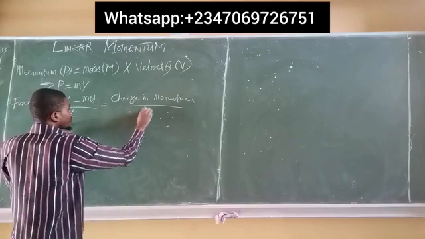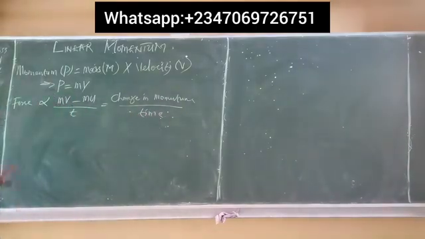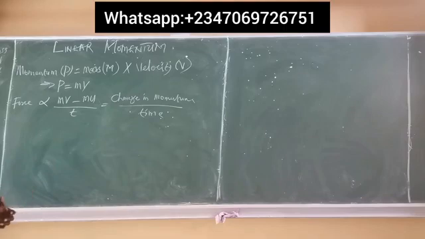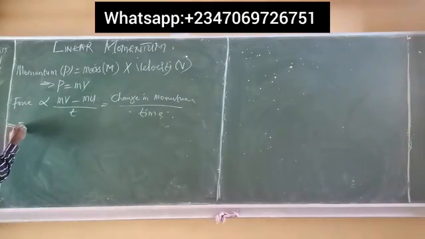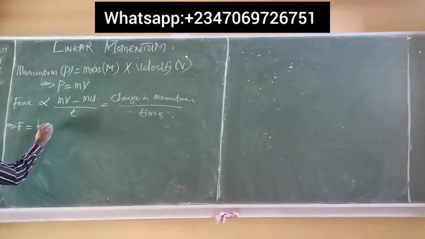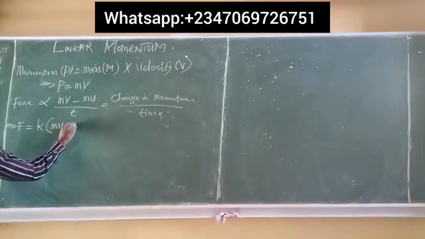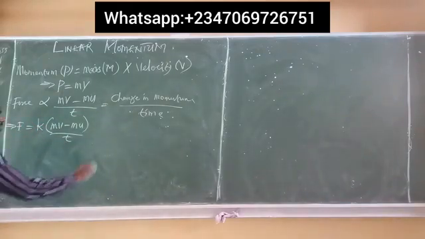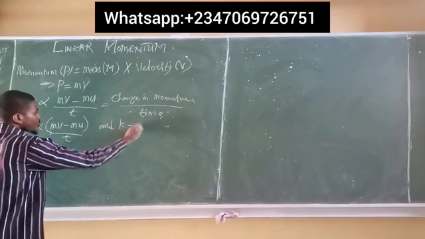So from Newton's second law, force is directly proportional to the rate of change, and rate there simply means over time. So we have mv minus mu all over t, where v is the final speed, u is the initial speed, and m remains the mass of the body. If we remove the proportionality sign, we introduce a constant k into mv minus mu all over t, where k is dimensionless and is taken as 1. K is equal to 1.